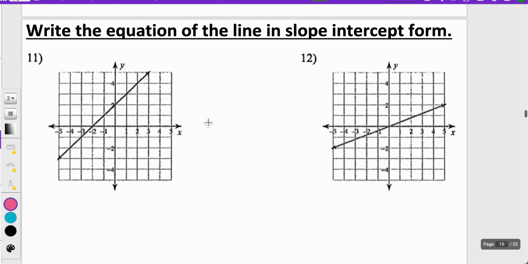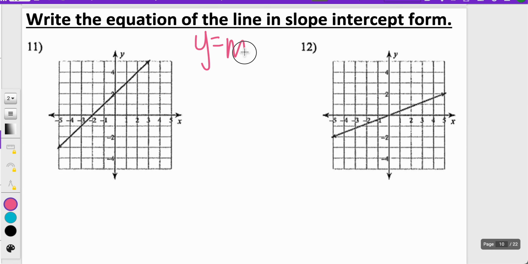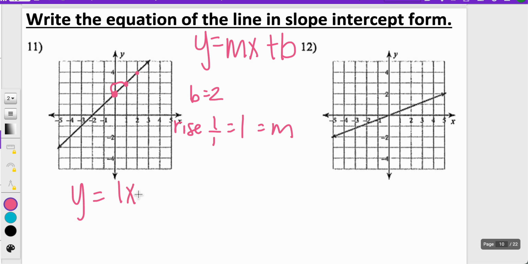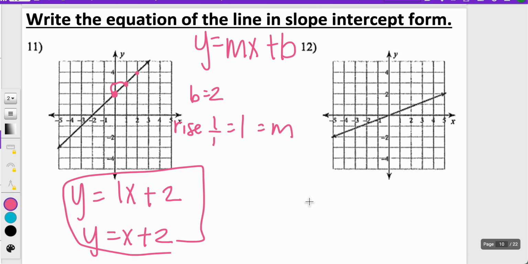Next up, write the equation of the line in slope-intercept form. Slope-intercept form is y is equal to mx plus b. Here is our first point, that is our y-intercept. So b is equal to 2. And then my slope can be found by finding some perfect points. There's one really close to it, that's up 1 over 1. So rise 1 over 1, which is just 1. That's my m. So this one is y is equal to 1x plus 2, or you could even say y is equal to x plus 2. Either one of those would work, okay?